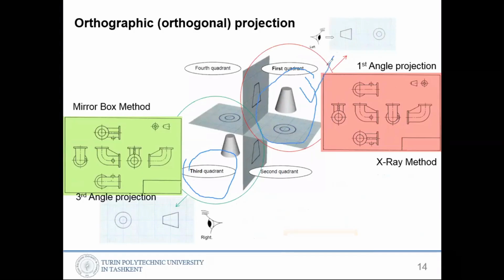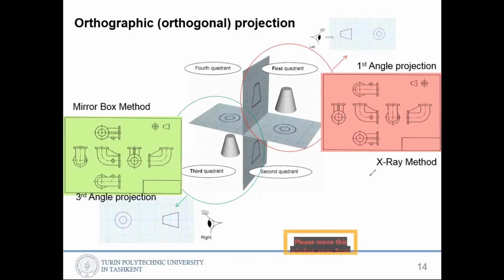So this one we are using. Be careful and don't say that in the book it is shown like this. No, in our ISO related books, the first angle projection method is shown. The third angle projection method is basically used in American books. So be careful.